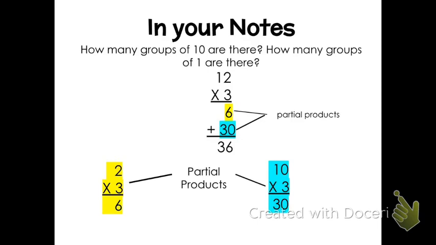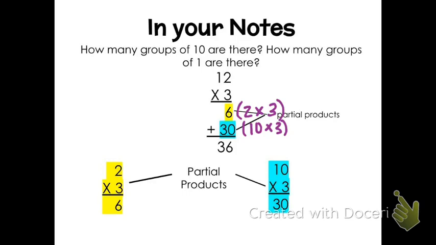With our problem, I color-coded these to help you see a better visual here. These are what we call partial products. The multiplication problem that gives me my first spot would be 2 times 3. I encourage you to write the numbers that you're multiplying together over here next to each of your partial products. Go ahead and do that in your notes.